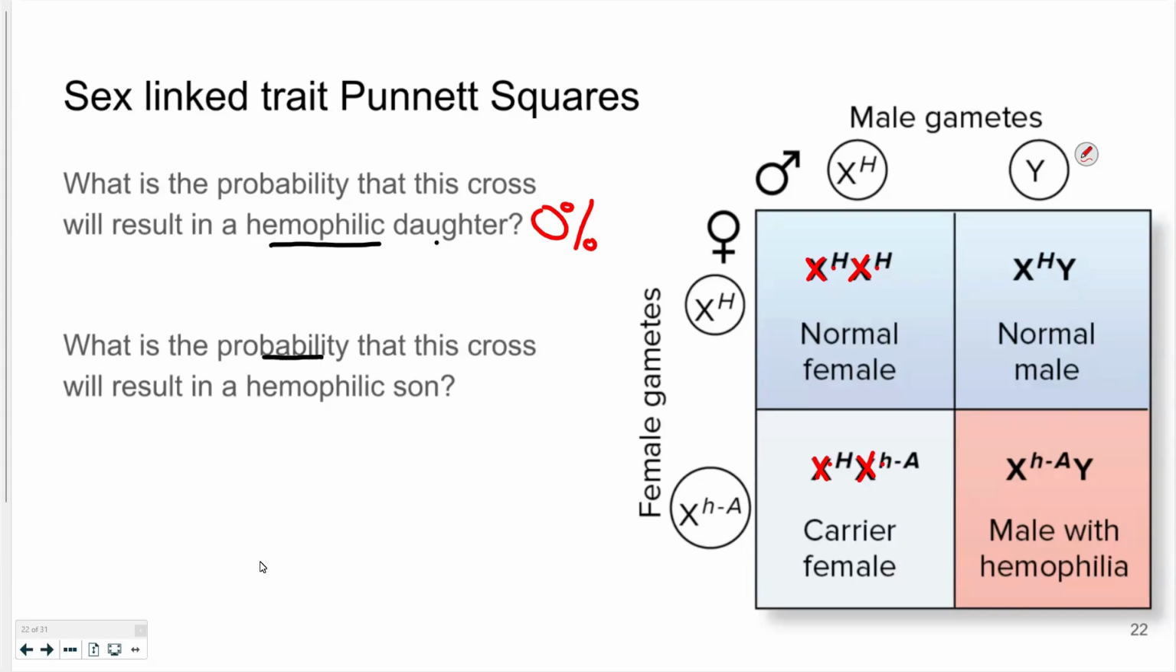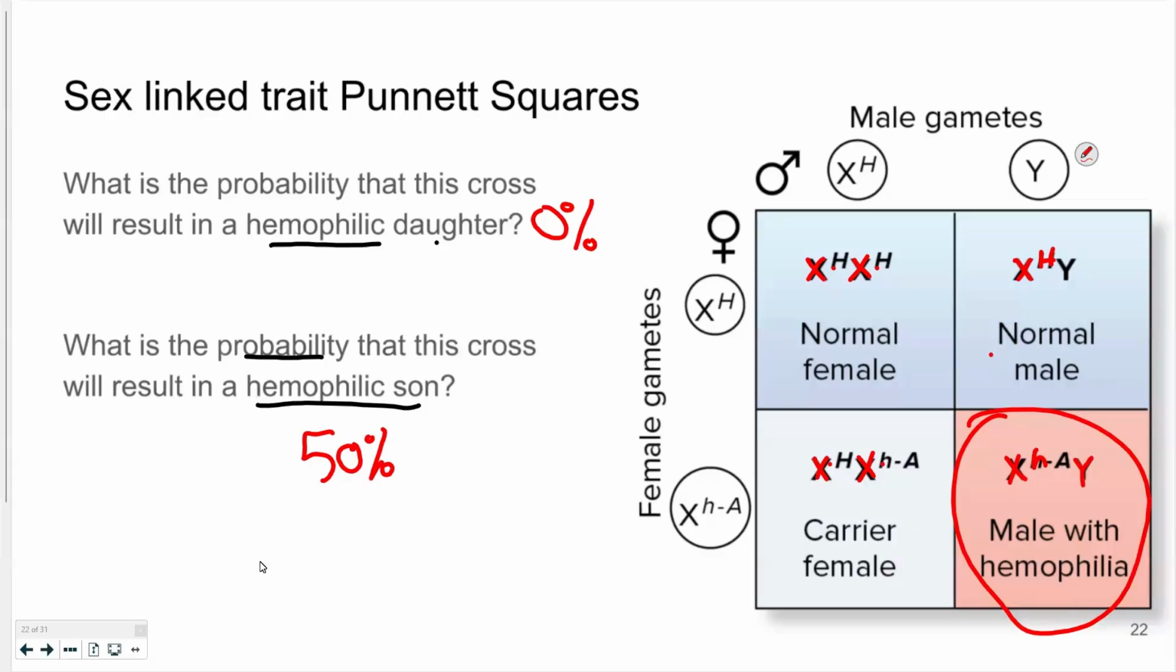Now, the probability that this couple will have a biological male offspring that is hemophilic, well, let's find out. So we have an X chromosome with a dominant allele. So this is a biological male without the disease. Here's our X chromosome with the hemophilic allele. And here's our Y chromosome. So we are going to have a 50% chance that a biological male will have the disease.